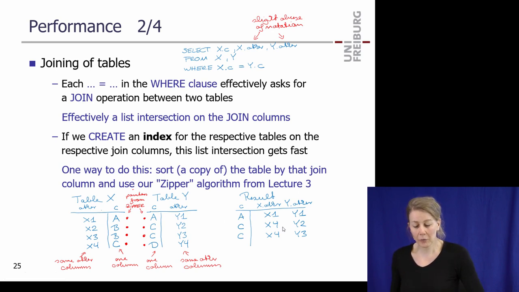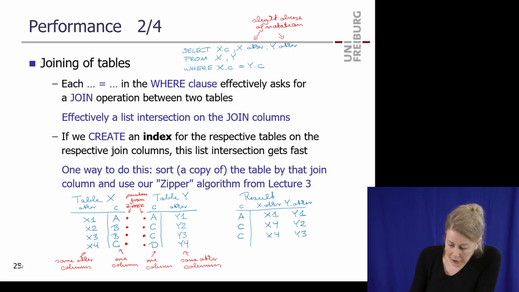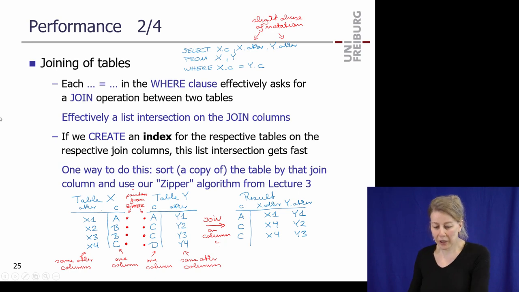There are also other ways, and this is called a join on column C. On this column, so I'm joining on this column. You can also join on multiple columns. It works the same. Then you just take the concatenation of the columns as the thing on which you join.